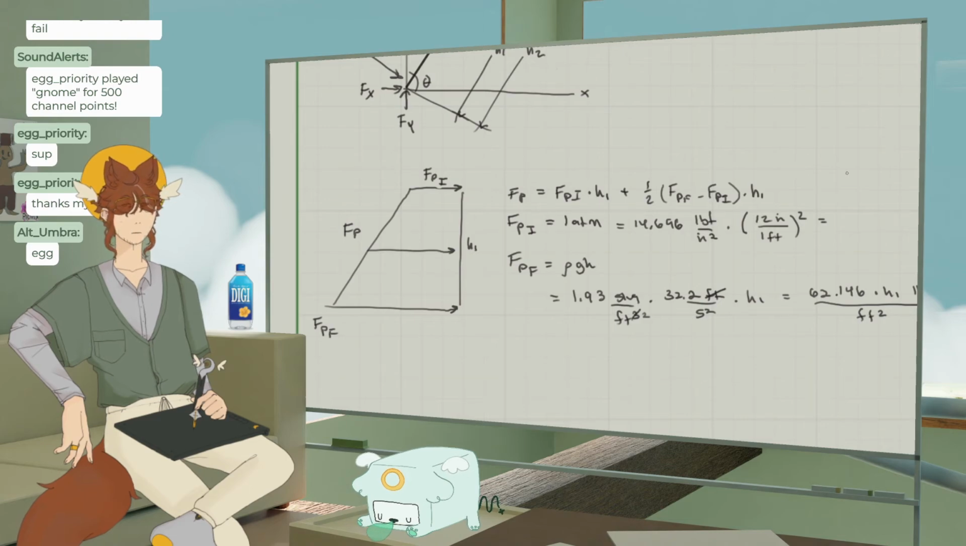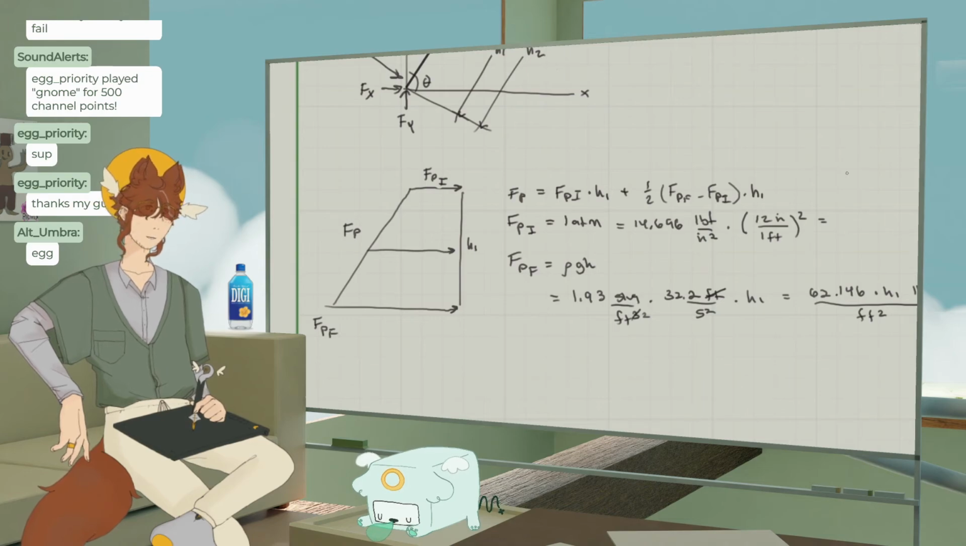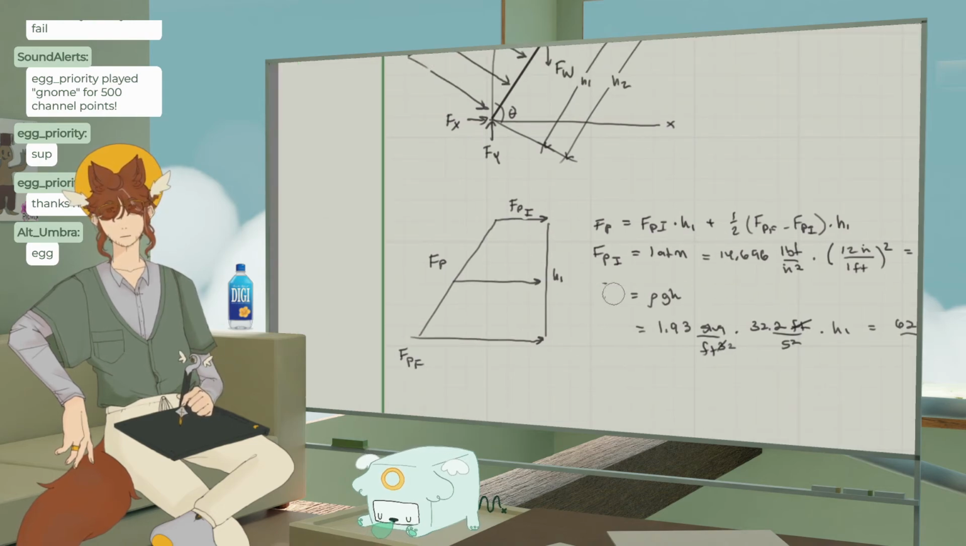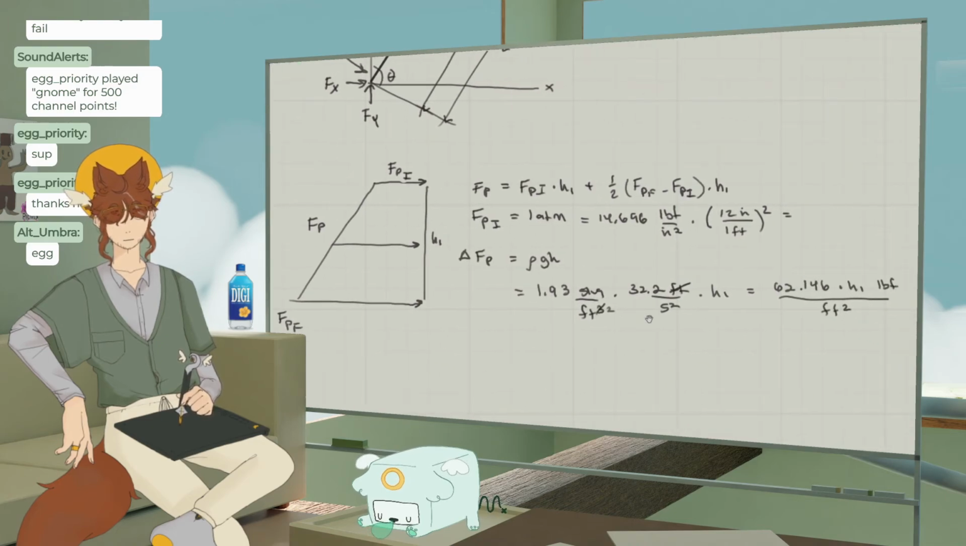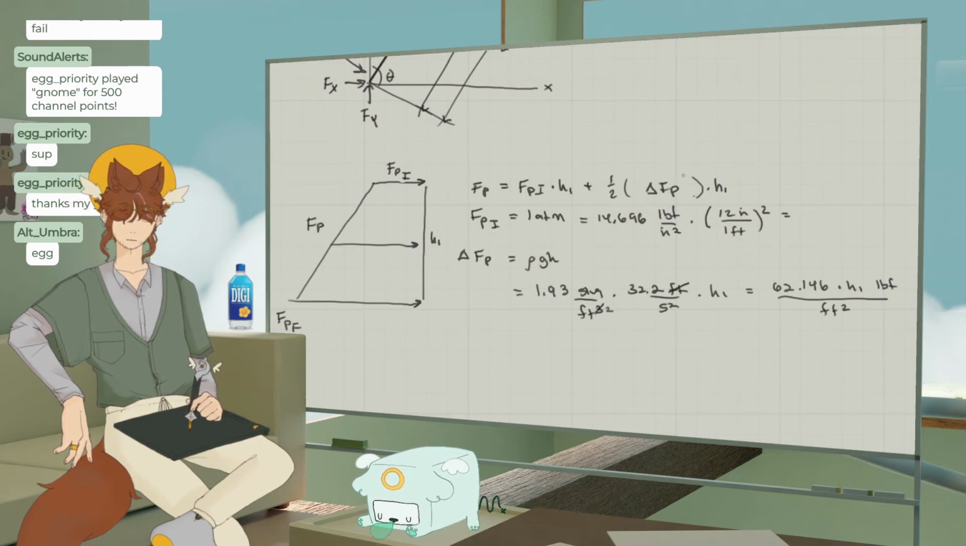Wait, I'm dumb. The difference is... Okay, no, it's not that. I'm just gonna call it delta FP, because there's still atmospheric pressure down there, so I don't necessarily have to worry about it. I don't have to calculate it twice, is what I'm saying. Times 12 squared is gonna be so big.